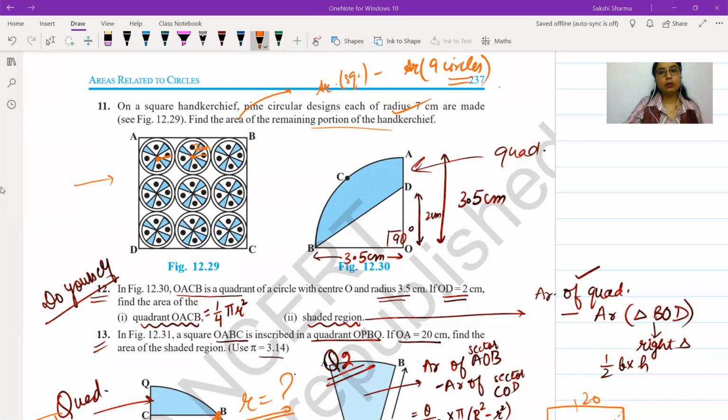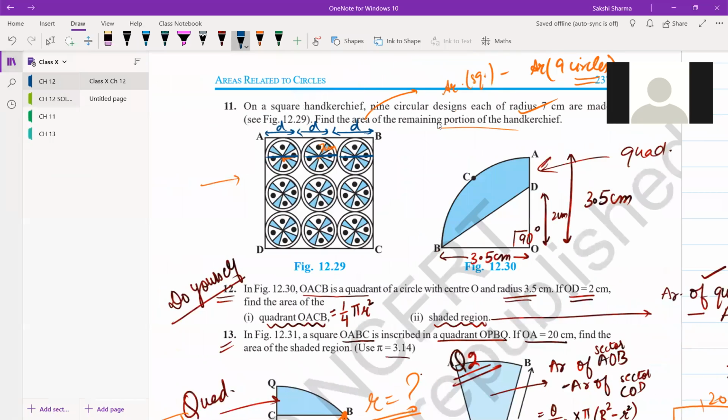That's correct, Tarannum. The side of the square will be equal to the sum of the 3 diameters. So if we just show the diameters of each of the circles either horizontally or vertically, 3 consecutive circles हैं. So this will be the diameter, this will be the diameter, this will be the diameter. So the sum of 3 diameters will be equal to the side of the square. And then you can work out your answer. Let's write the answer.